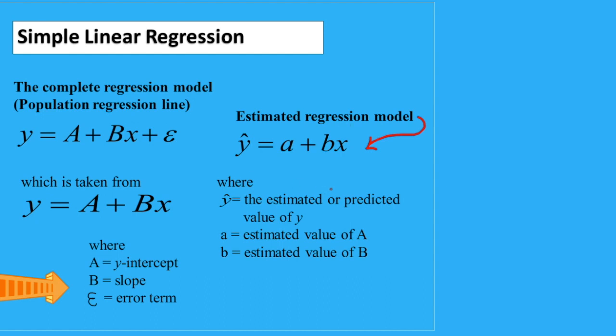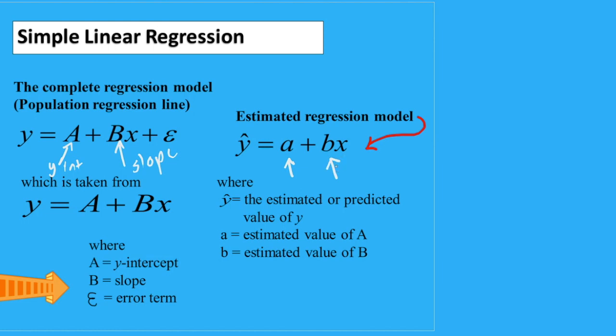The estimated regression model comes from the population regression line, where the complete model would be y equals capital A plus capital BX plus the error term. This is the slope and the y-intercept. The lowercase a is simply the estimated value of the y-intercept, and the lowercase b is the estimated value of the slope.